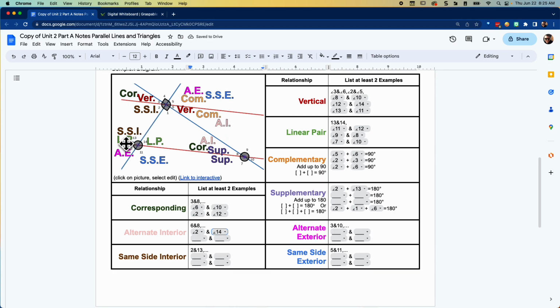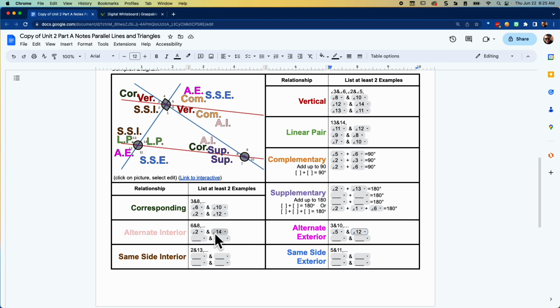And alternate exterior, we got 5 and 12. Those aren't marked yet, so let's mark those. 5 and 12. And then same side interior. So we have 2 and 13, which is already marked. What else do we have? We don't really have much else.